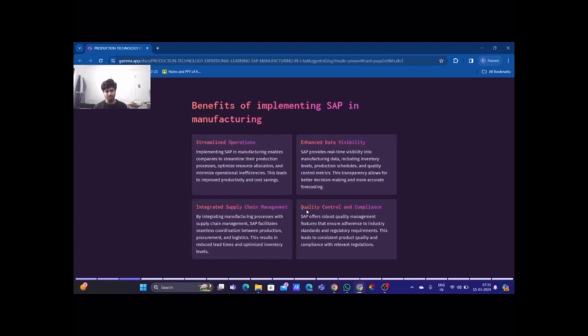In this, SAP offers robust quality management features that ensure industry standards and regulatory requirements. This leads to consistent product quality and compliance, and this means that in quality control, SAP assigns a product good quality, better than labor cost and handmade. So it will show accurate quality and control, and it reduces the time.